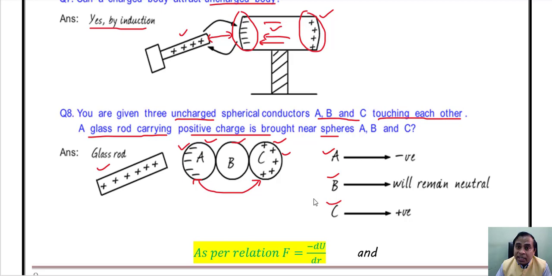Now I put an additional question. As of now we have heard that positive and negative charges attract. Yes, they are attracting. That's why this negative charge has come: all free electrons have been transferred from C to B to A. That's why this corner of A has turned negative.